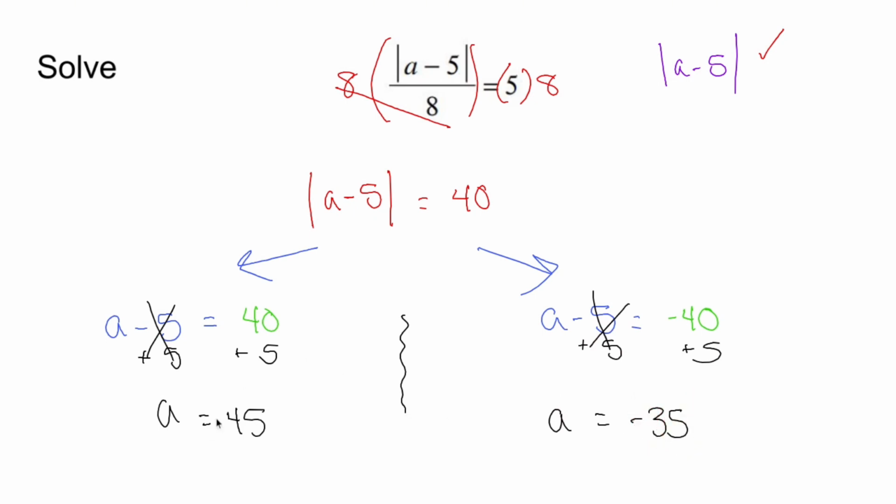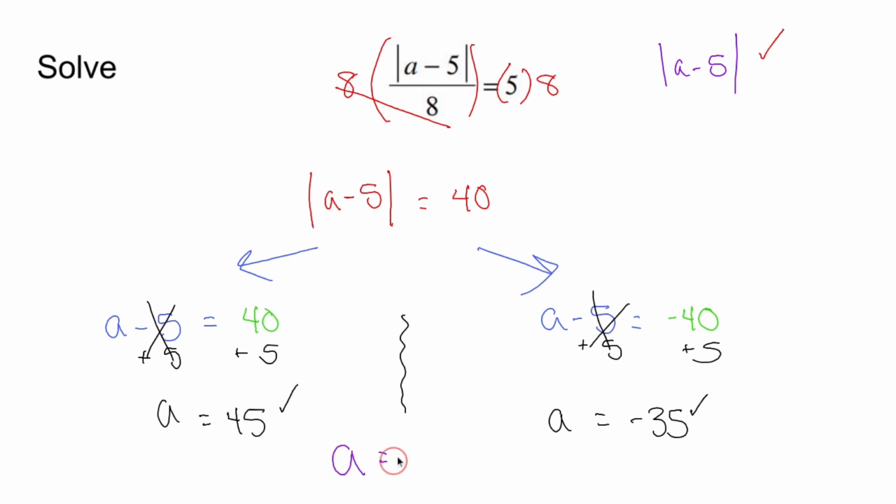Now, what you would probably want to do in this case is go up here and do a mental check. 45 minus 5 is 40. The absolute value of 40 is 40. Divided by 8 is 5. Hooray! And negative 35 minus 5 is negative 40. And the absolute value of negative 40 is positive 40. Positive 40 divided by 8 is 5. Checkarooski, they both work.